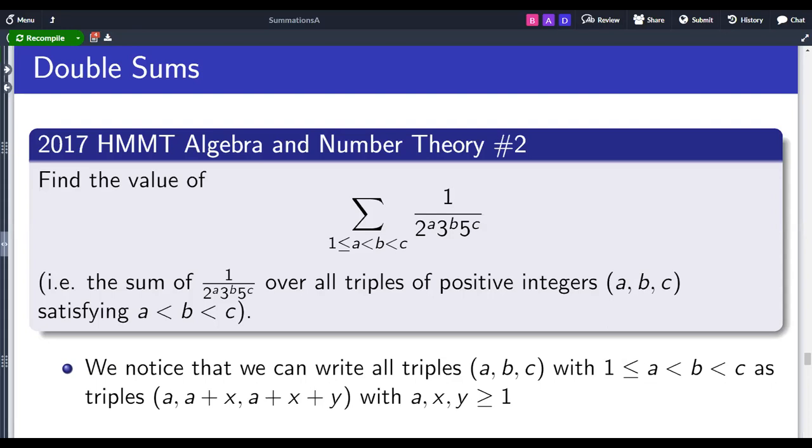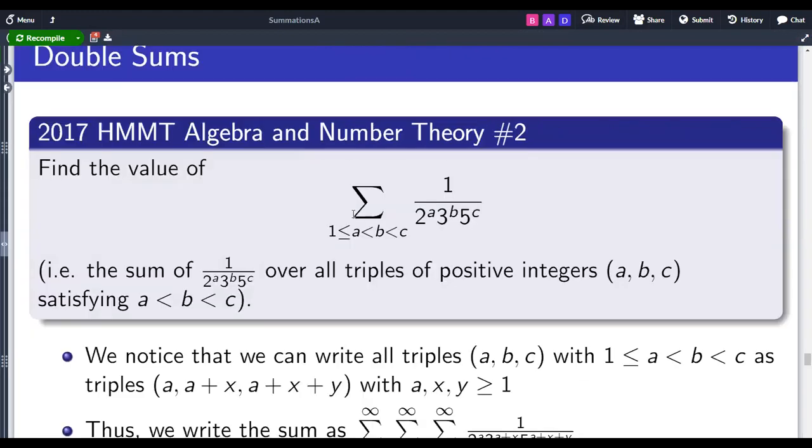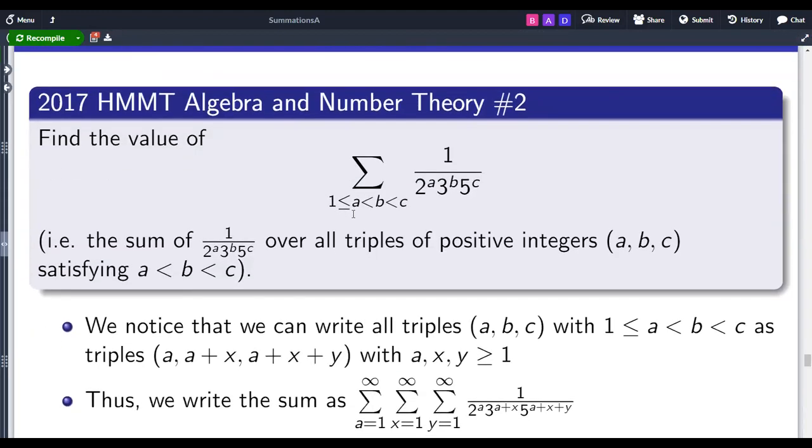Yeah, but so if we substitute those in for A, B, and C, or specifically B and C, then we get this summation. And this summation looks a lot better because instead of having that ugly A less than B less than C stuff, we just have a bunch of stuff that goes from 1 to infinity. And we like this a lot more.